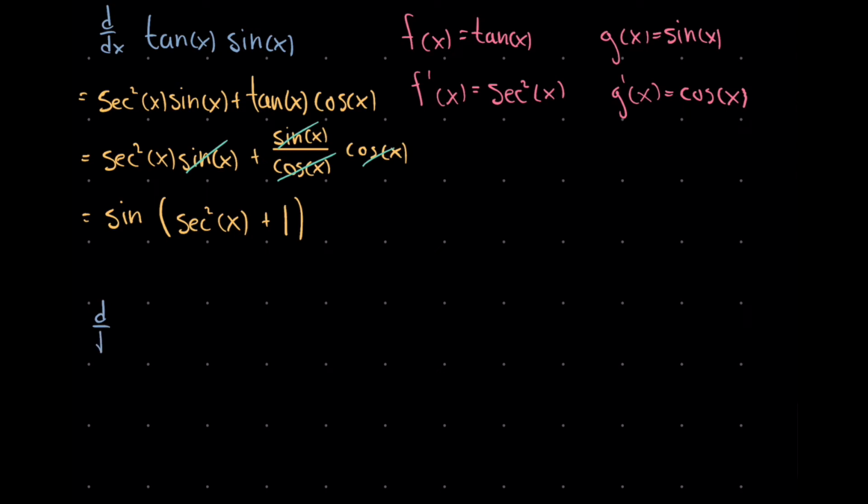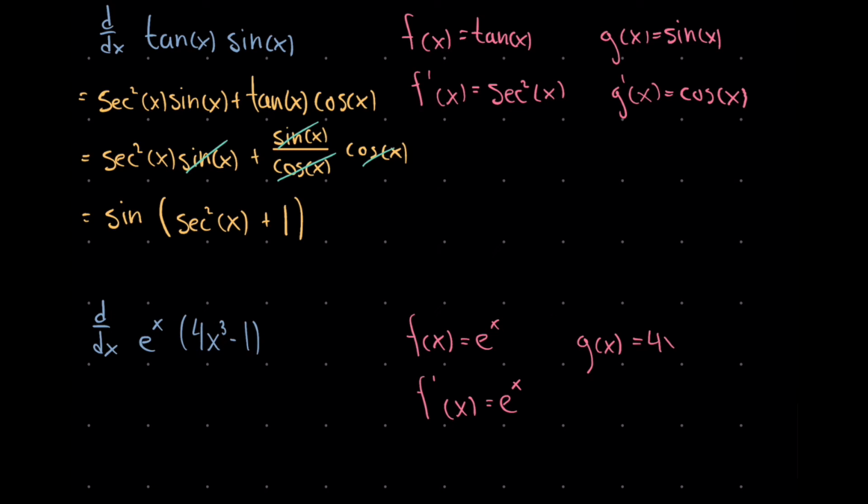So if we have the derivative of e to the x times 4x cubed minus 1. So now we have f of x, which is just e to the x, and this is probably the easiest derivative to remember because it stays exactly the same. The derivative is still e to the x. And then we have g of x is equal to 4x cubed minus 1, and this derivative by the power rule is 12x squared.